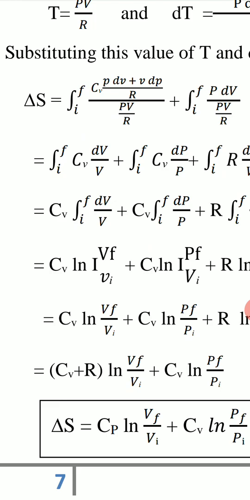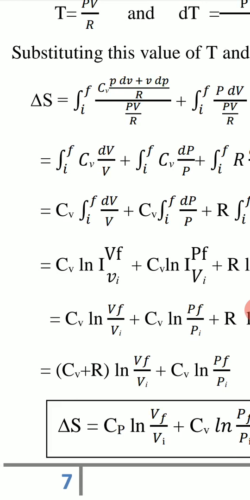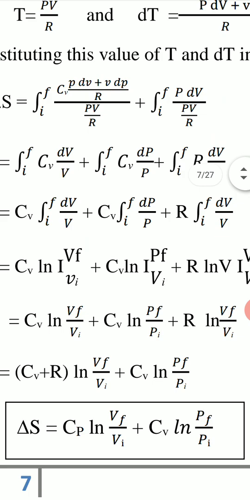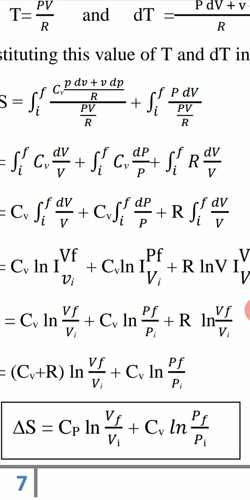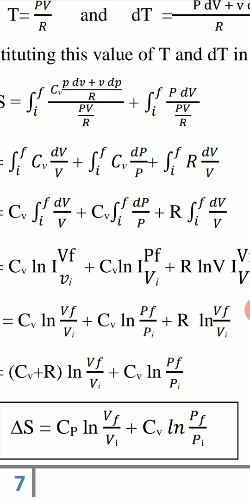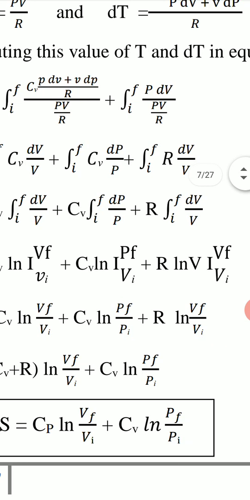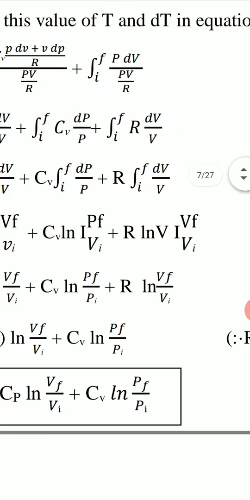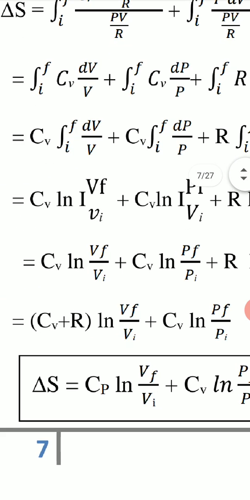R is cancelled out here, and we have two integrals: the first is integral Cv dV upon V, P also cancelled out, and in the second integral we have Cv dP upon P, V is cancelled out, and in the third integral we have integral R dV upon V, P is cancelled out. So we have three integrals.